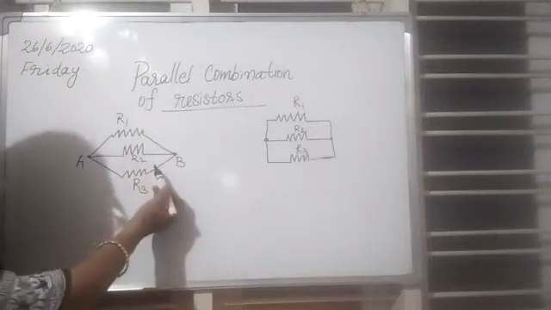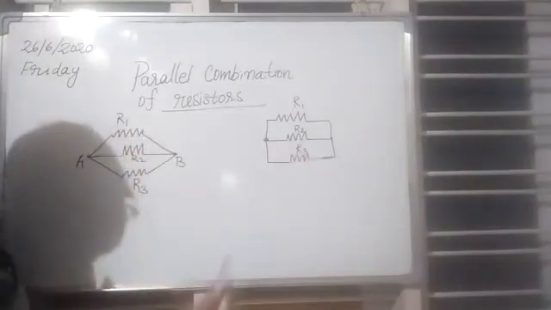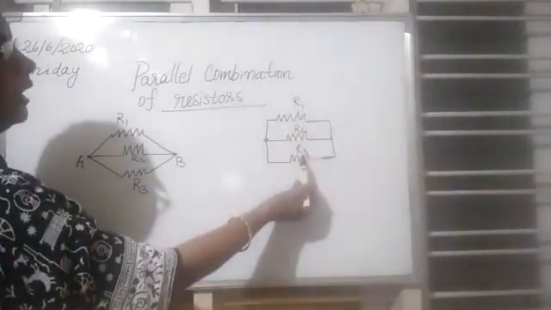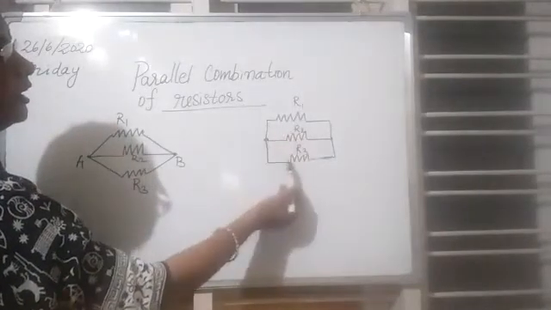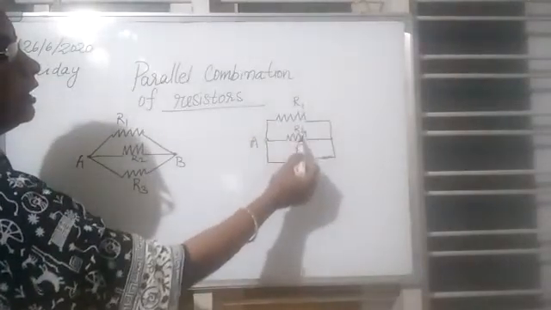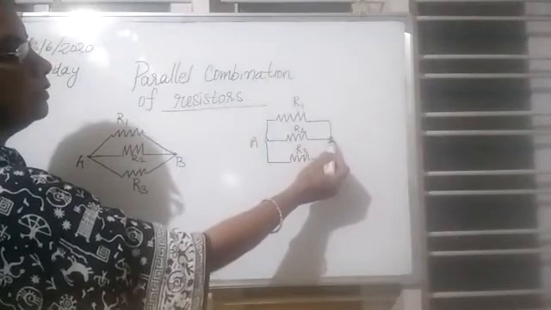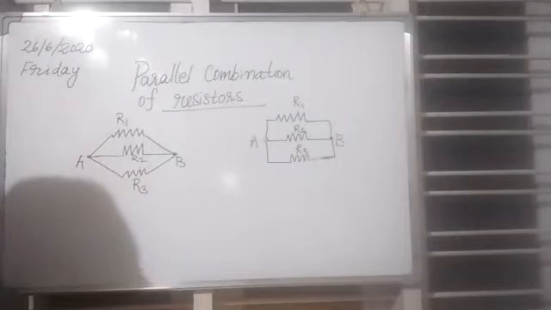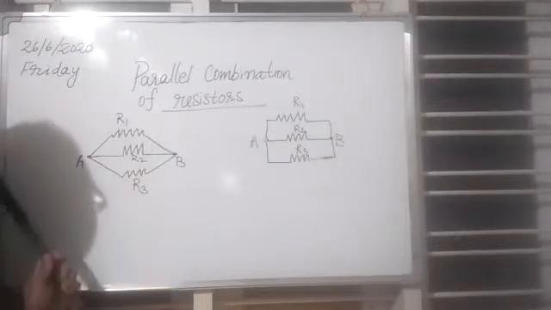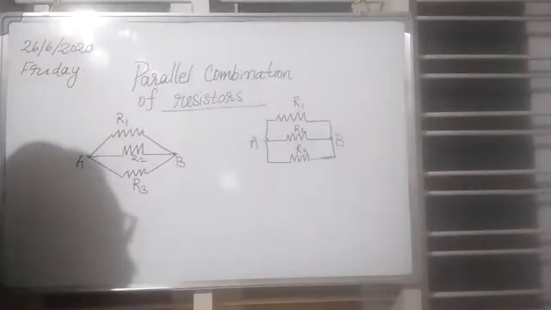The same combination we can represent this way also. Here also R1, R2, R3, all the ends are connected to the single point A, and the other ends of all three are connected to the single common point B. So if the resistors have common endpoints, the combination is known as a parallel combination of resistors.